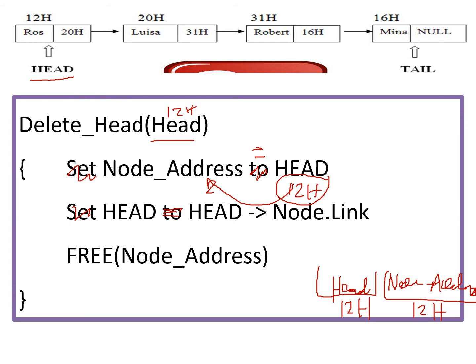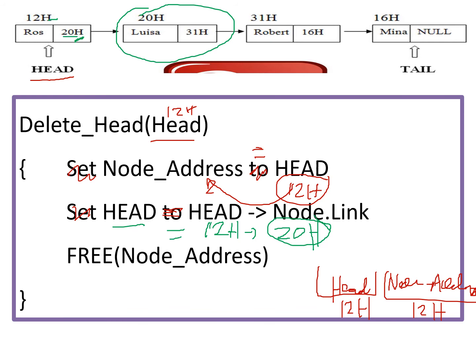So, head is 12H and node.link of 12H, referencing node to node.link, is 20H. Why do we have to do this? Okay? Because we have to assign 20H as our new head. 20H, this one, as our new head. Okay? So, we have head is equal to 12H referencing to 20H. So, 20H will now be the new head. Okay? So, this will be the head.